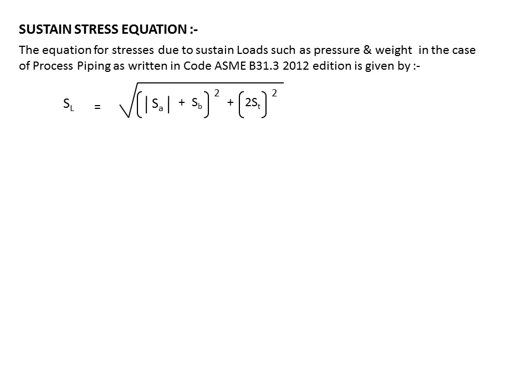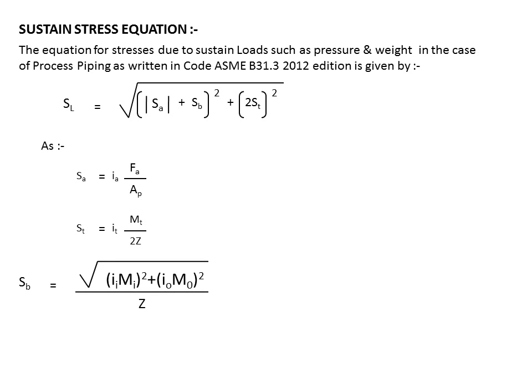SL equals the square root of the axial and bending stress, the whole square, plus twice the torsion stress, the whole square. So the sustained stress is a function of the axial, bending and torsional stresses, where the axial stress is given by Fa by Ap into the multiplier factor Ia. Torsional stress is due to the torsional moment divided by twice the section modulus, and bending stresses are in the form of in-plane and out-plane bending moment divided by the section modulus of the pipe.